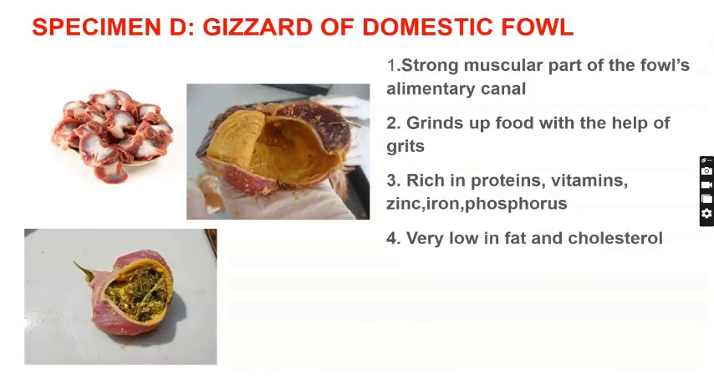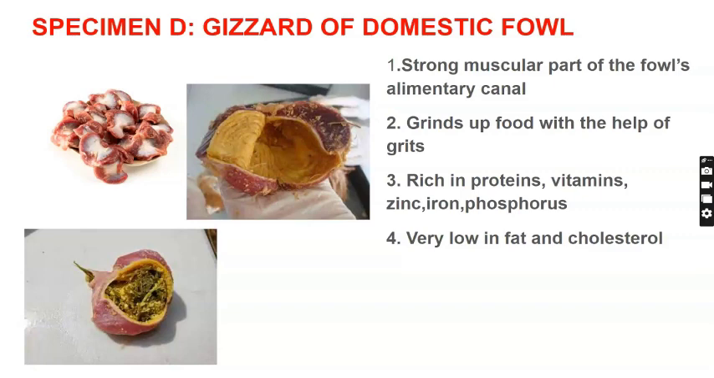Now let us see our next specimen, which is the gizzard of still the Gallus domesticus. As you can see, this is the external structure of what the gizzard looks like. It has a whitish inner and then a reddish brown outer surrounding. So that is what you should describe as the physical appearance of the gizzard.